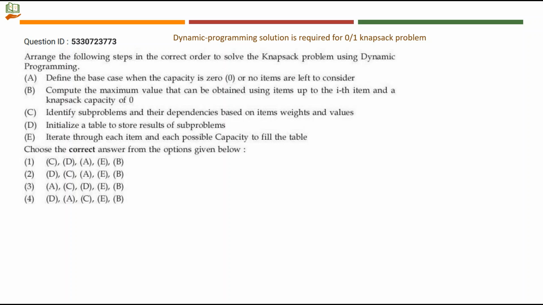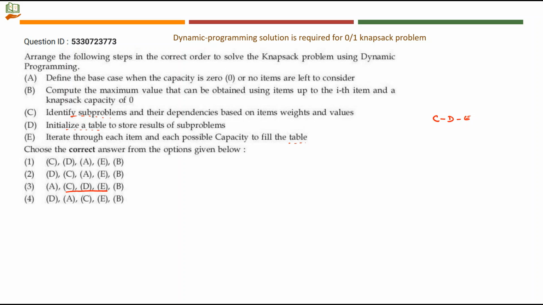So from C, D and E you can understand one thing. Only after identifying the subproblems will you be able to store the results of subproblems. So definitely after C we will have D. And they say iterate through each item and each possible capacity to fill the table. Which table are they talking about? The table that is initialized in option D. So definitely E will follow D. Just find the options which have the order C, D, E. Only one option has this order.